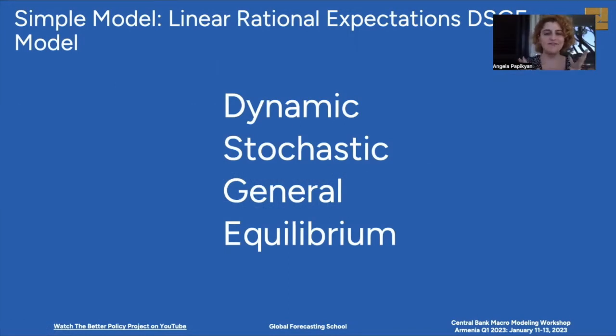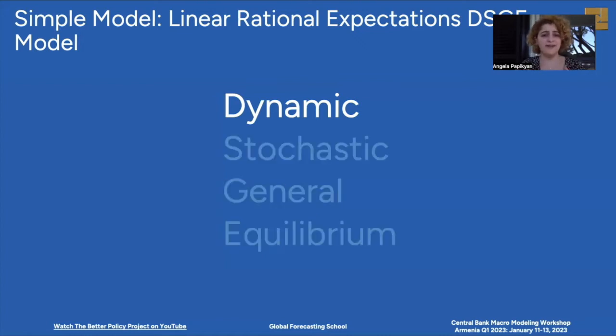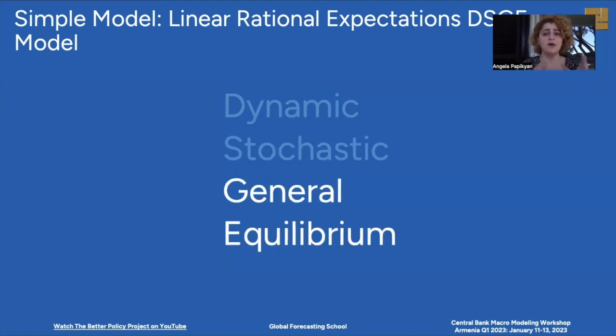Our illustrative model is a linear rational expectations dynamic stochastic general equilibrium model. The idea is to understand implications of a simple model first, and then extend it with different features, for example, open economy and so on. Our model is dynamic because it incorporates leads and lags of the variables. It's stochastic because it is exposed to different shocks, and we're thinking about it as a general equilibrium system where the variables are interacting together.